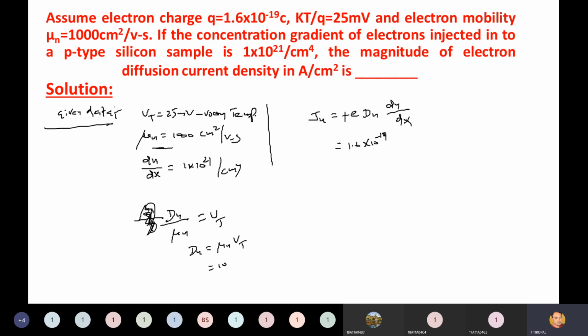What is mu n? 1000 into Vt is 26 millivolts. So 26 into 10 power minus 3. dN is equal to 26. Substitute it. 26 into dN by dx is 1 into 10 power 21. Sorry, 10 power 21. So how much? Jn is equal to how much? Find the answer.